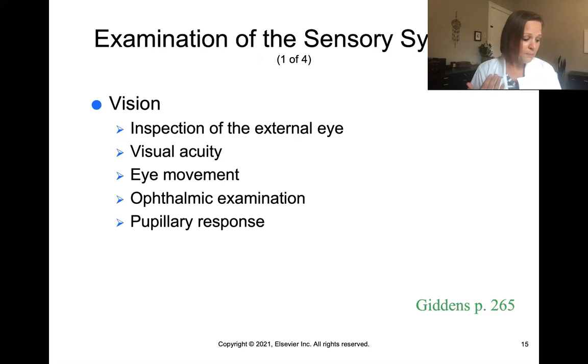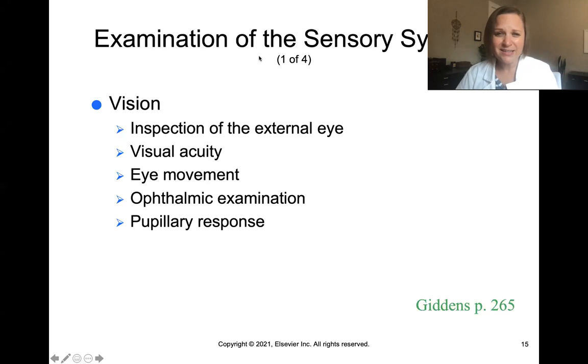The nurse should palpate both the eyelid and the eye and inspect the conjunctiva. The conjunctiva is that thin membrane that covers the inner eyelid, and then the sclera, which is the whites of our eyes. We look for things like redness or irritation, discharge or flakiness. We can perform a visual acuity.